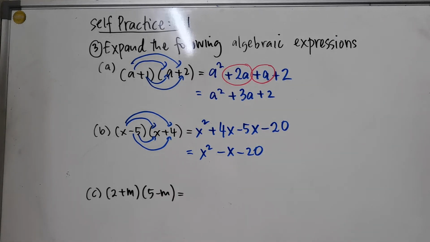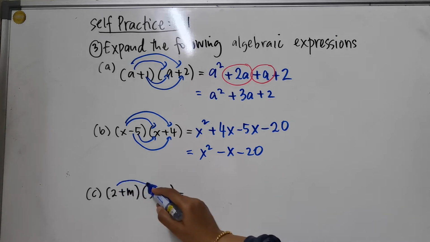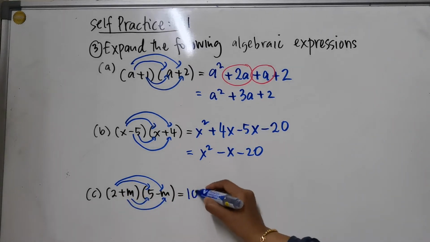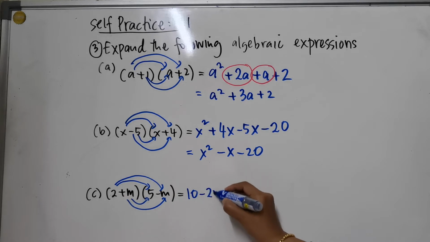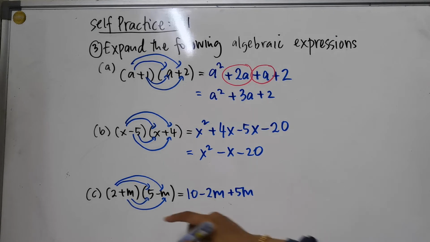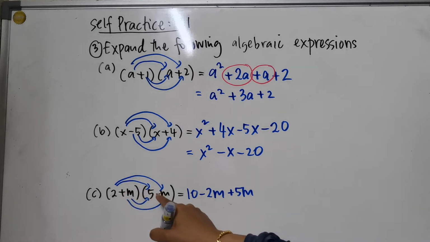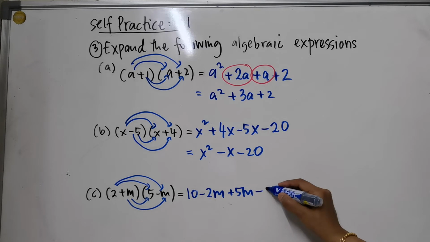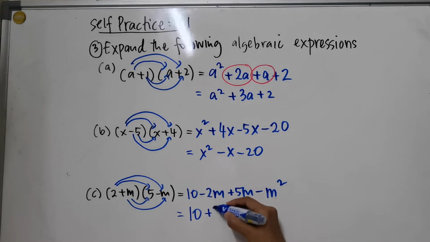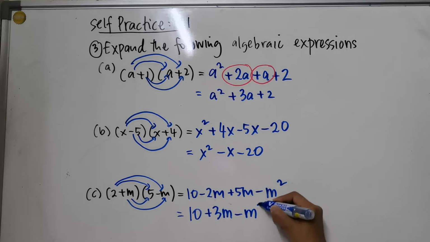Okay, next one. We're going to do the same thing. We're going to expand. 2 times 5, 10. 2 times negative m, negative 2m. Positive m times 5, positive 5m. Positive m multiplied by negative m square. So you are going to subtract or add those that have the same term. Negative 2m plus 5m, positive 3m minus m square.